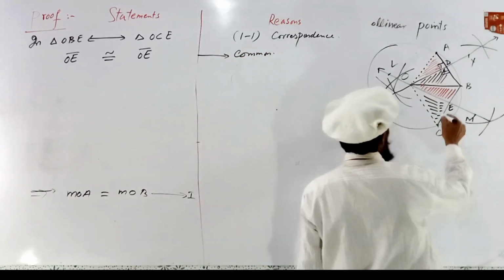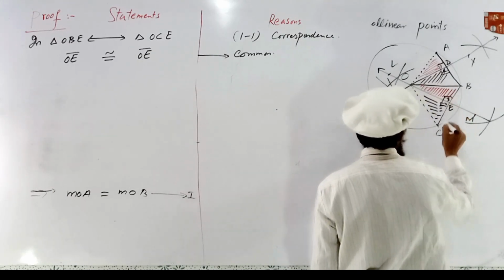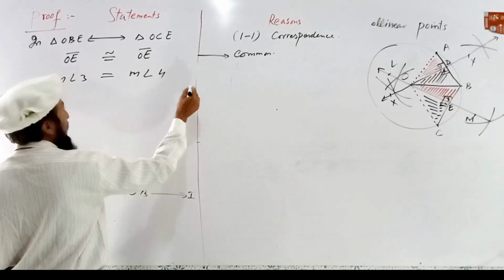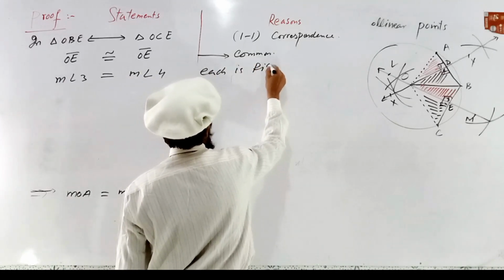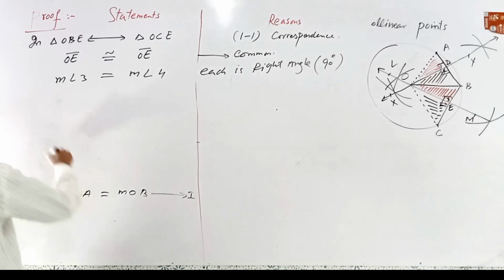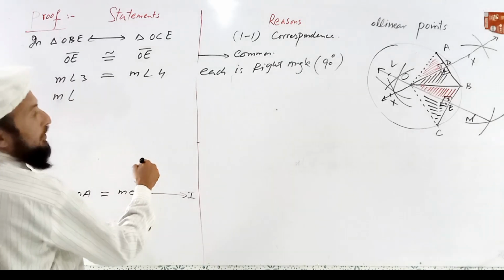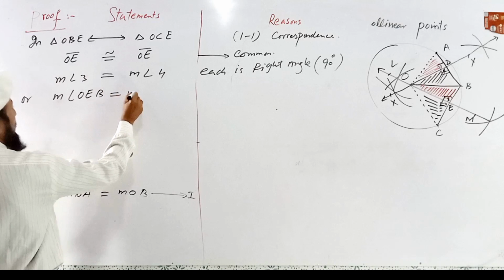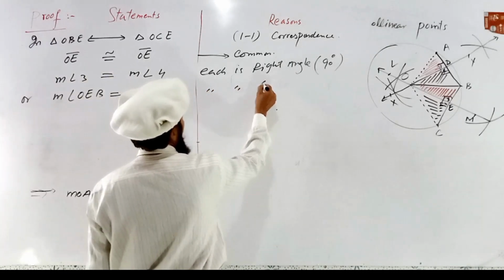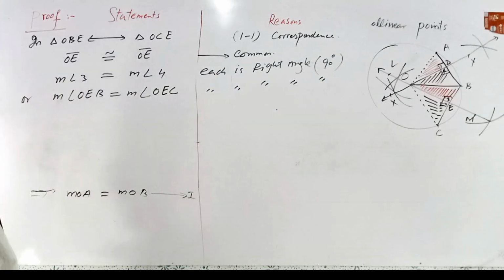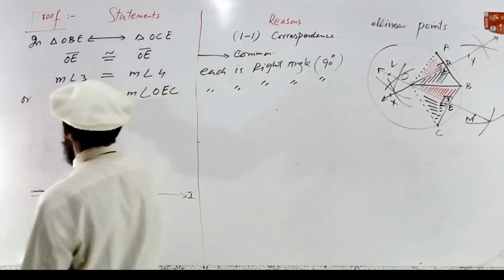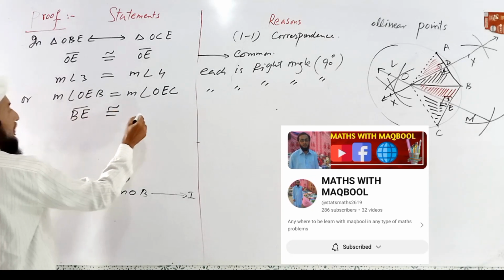And here we give the names of this right bisector also 3 and 4. Now measurement of angle 3 is equal to measurement of angle 4. Each is a right angle and it is equal to 90 degrees. Or we can say that measurement of angle OEB is equal to measurement of angle OEC, each is a right angle. Now we compare the sides: BE is congruent to CE.